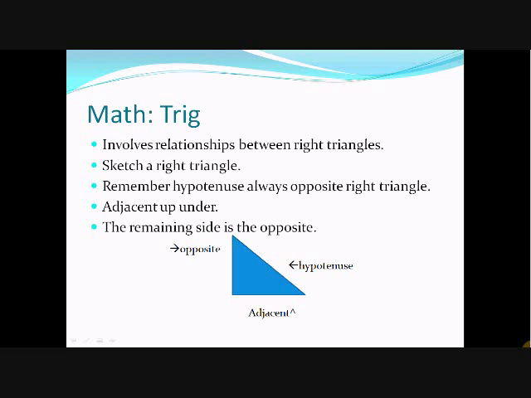And so if you sketch a right triangle, as in my example on the bottom of this slide, you should remember that the hypotenuse is always opposite of the actual right angle. So in that bottom left corner, the opposite of that side is called the hypotenuse. The side under the hypotenuse is called the adjacent, and the side that's left over is called the opposite side.